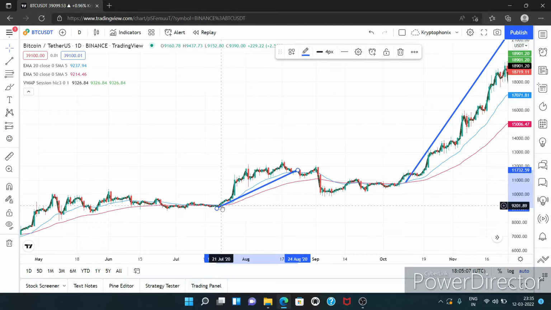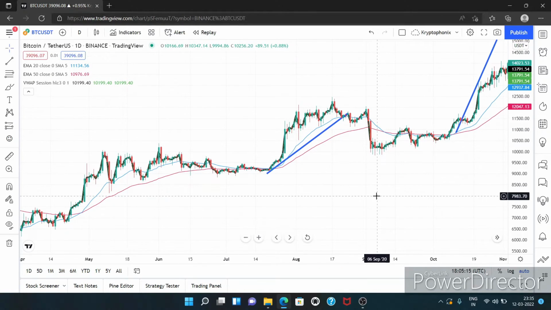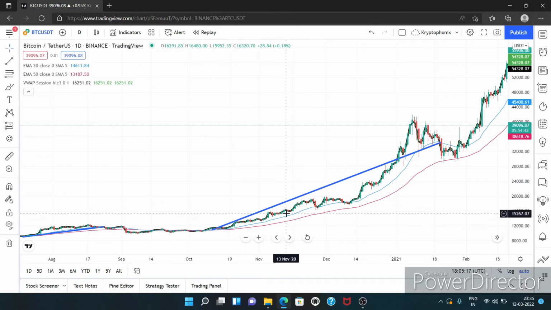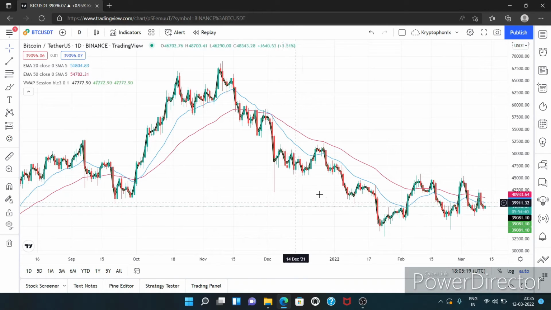So the up move was from 9,300 levels to somewhere around 11,700 levels. Okay, so this is the part where we'll be able to track the swing trading strategy. The swing trading part will be covered through this.